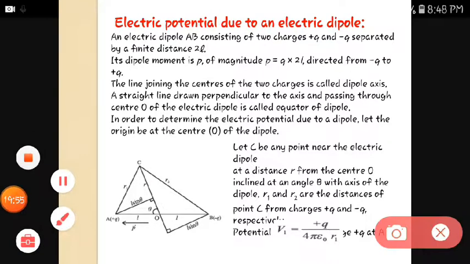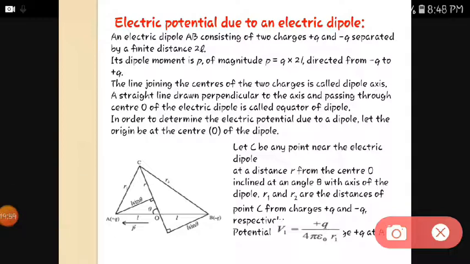Here is the diagram. In this diagram, we have to find out R1 and R2, right? Now if I am saying this AC and about CN, what is the exact relation between them? What is the difference? Are they equal? No, they are not equal.